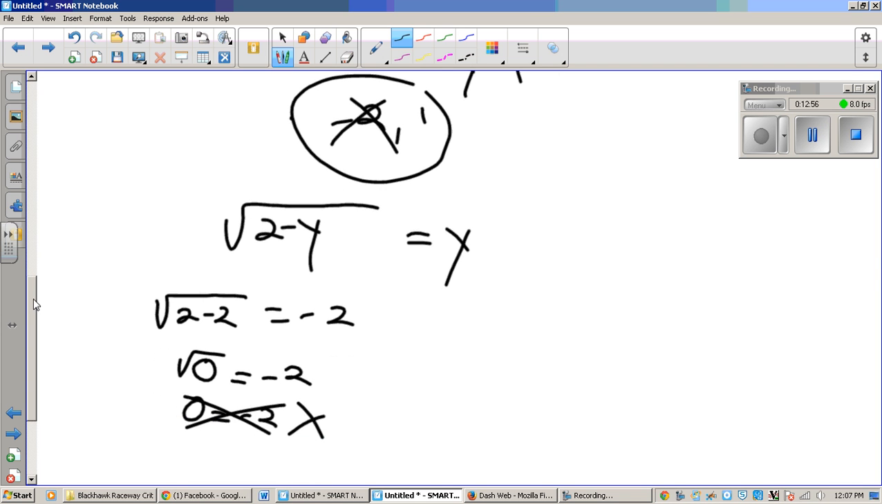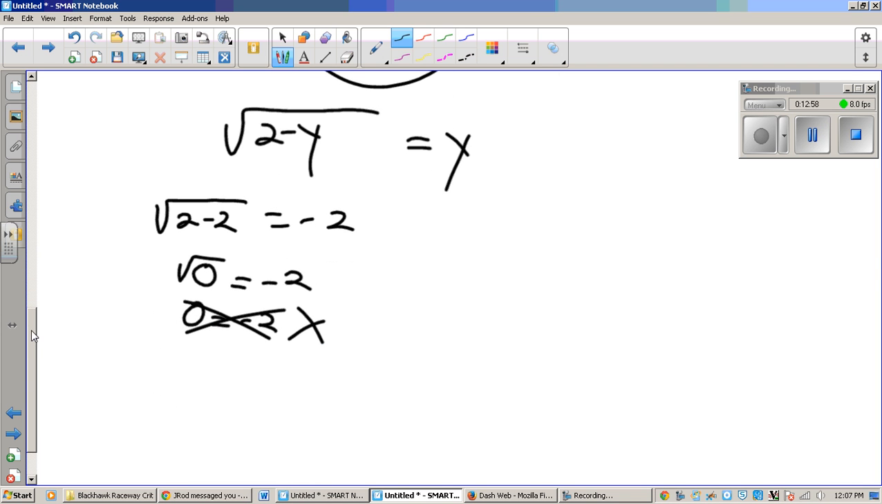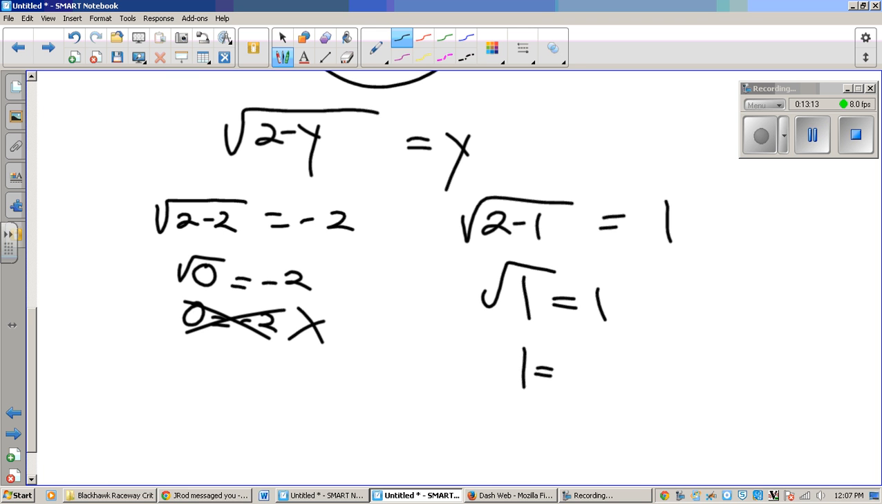Now we got to check and see if 1 works and see if it is true. So we do the square root of 2 minus 1 equals 1. 2 minus 1 is 1, so the square root of 1, well, 1 times 1 is 1. So 1 in this case equals 1. 1 is a check mark. So our solution is y equals 1 in this case.